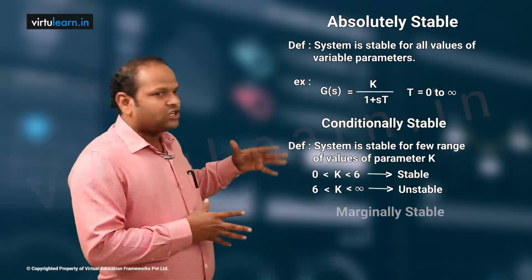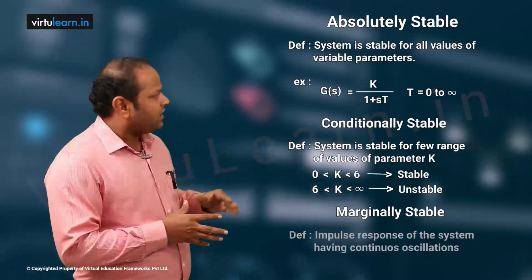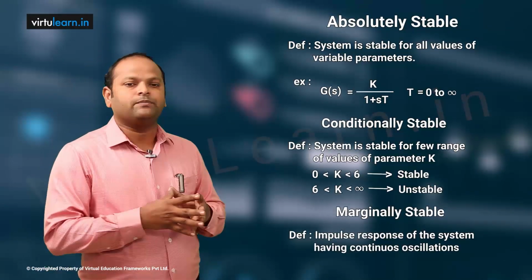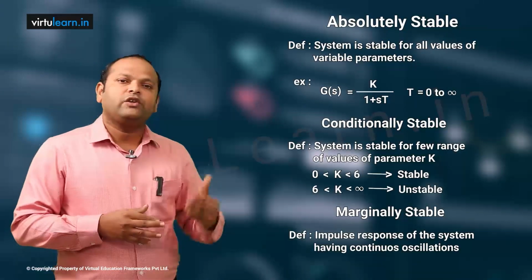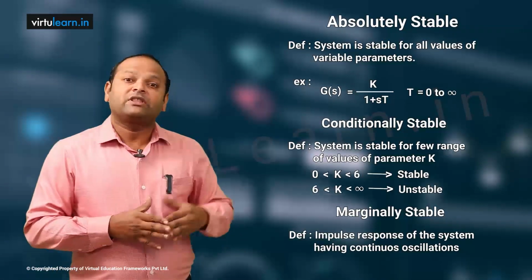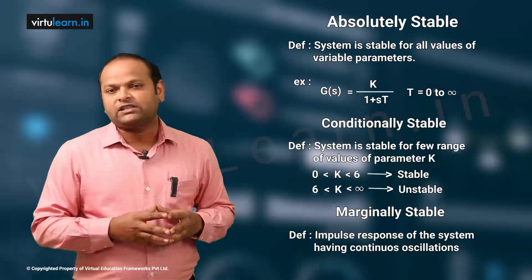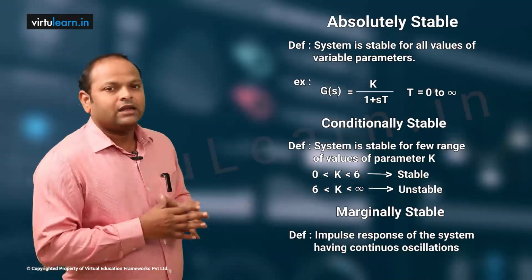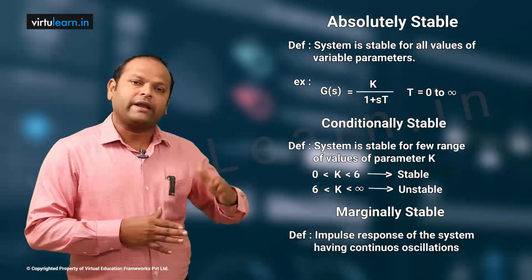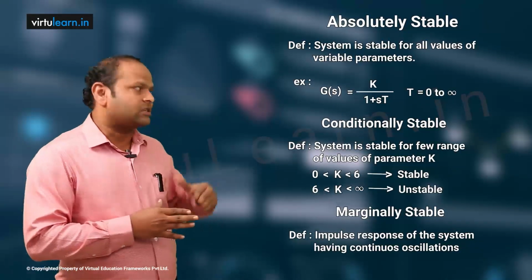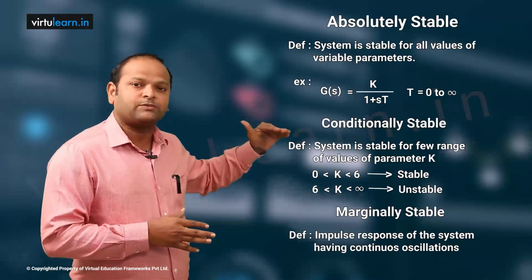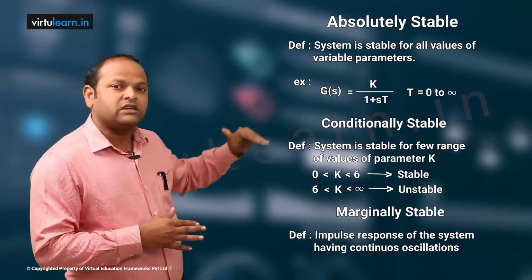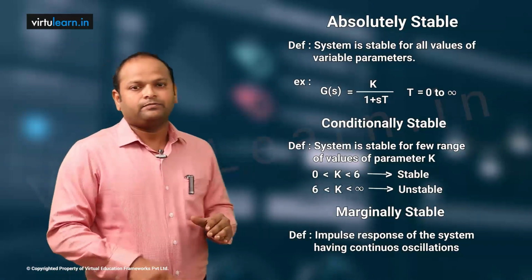Similarly, a system is said to be marginally stable if the impulse response of the system has continuous oscillations with constant magnitude. Usually it is called sustained oscillations. Then we say it is marginally stable or critically stable, or the system is giving an oscillatory response, or we can say the transient response is undamped.